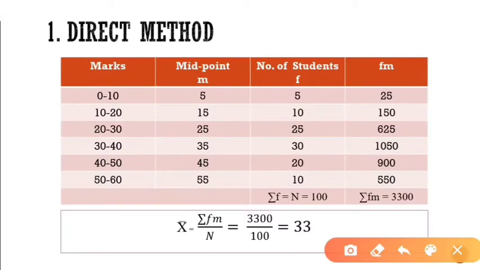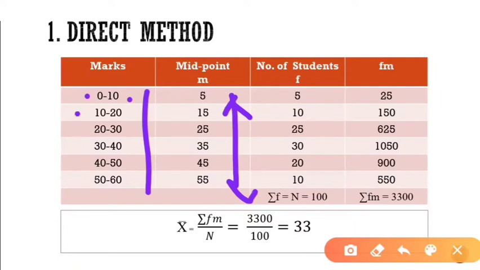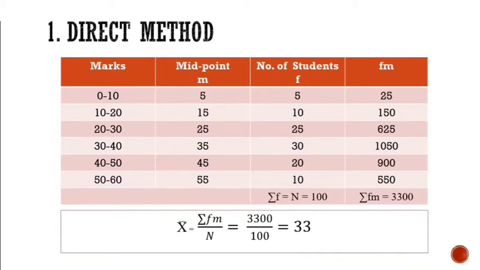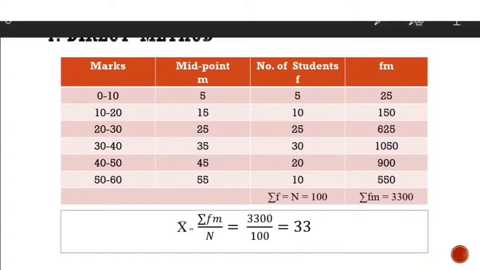So here we have written the marks and we have calculated the midpoints of the marks. How to calculate the midpoints? m equals lower limit plus upper limit divided by 2. So 0 plus 10 divided by 2 is equal to 5. Then 10 plus 20 is equal to 30, 30 divided by 2 is equal to 15. And 20 plus 30 is equal to 50, 50 divided by 2 is equal to 25. In a similar manner, we have calculated the midpoints over here.